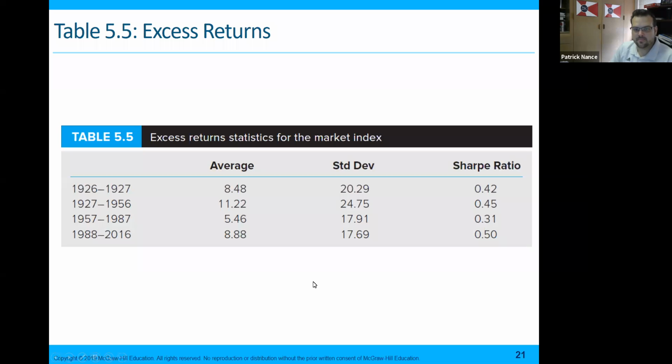An example of excess return statistics. You can see the Sharpe ratio has been calculated here, and this is done with excess return for the market indexes. We've got a 1 year span, which is odd, then we have a 29-year span, and then another 29-year span, and then a 29-year span, up to 2016.